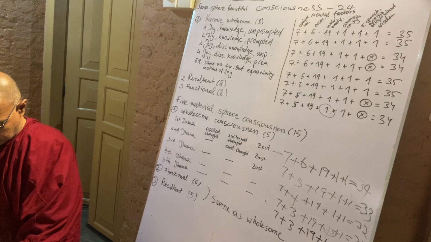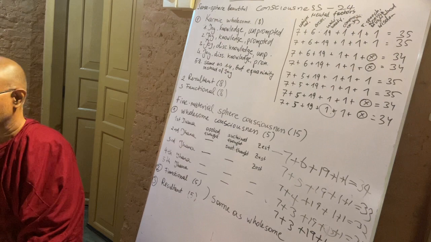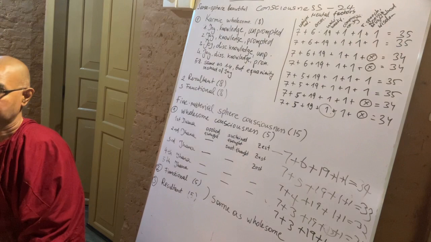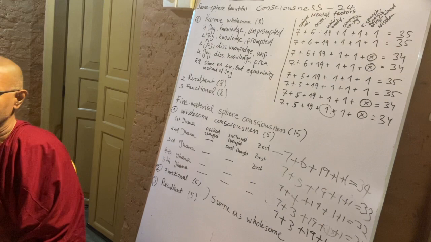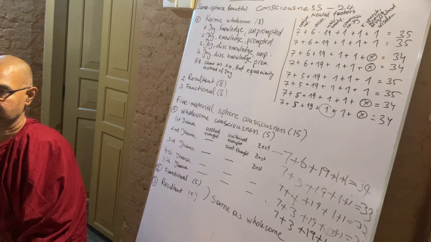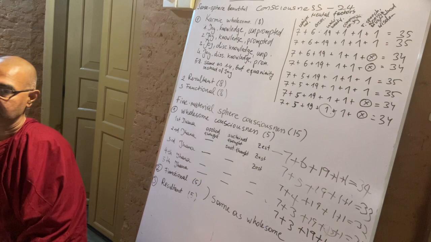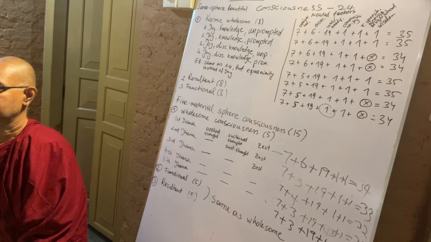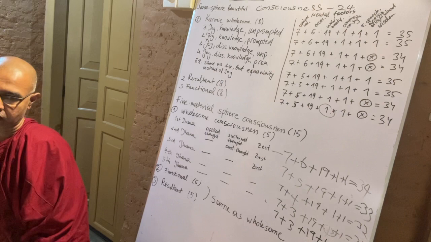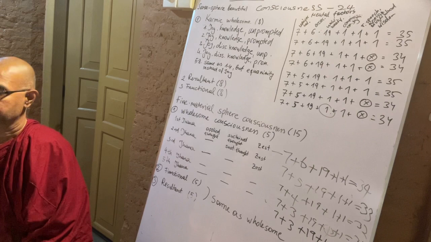So why are there these functional consciousnesses? Because even arahants practice these jhanas. Arahants abide in these jhanas. These are useful to attain Nirodha Samapatti. Nirodha Samapatti means cessation of feeling and perception. If an arahant has not developed these jhanas, he can't attain cessation of feeling and perception. So in order to attain it, arahants develop these immaterial jhanas.